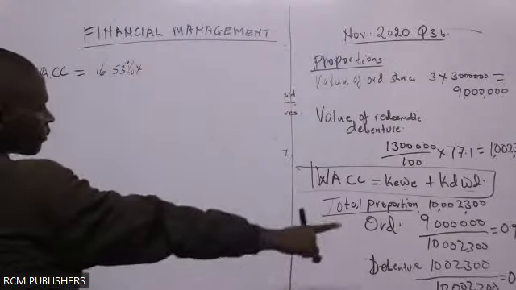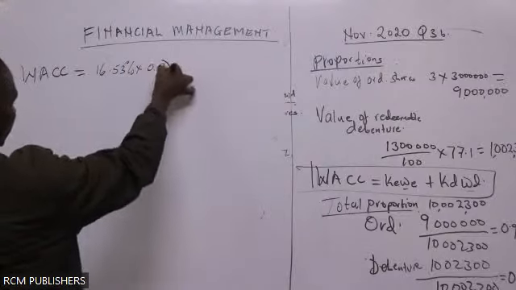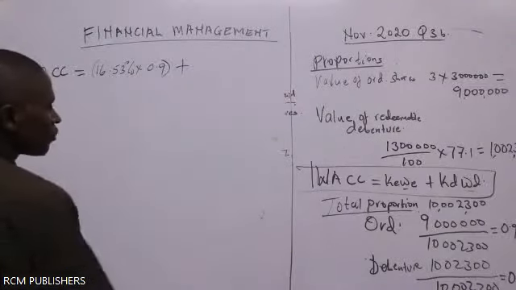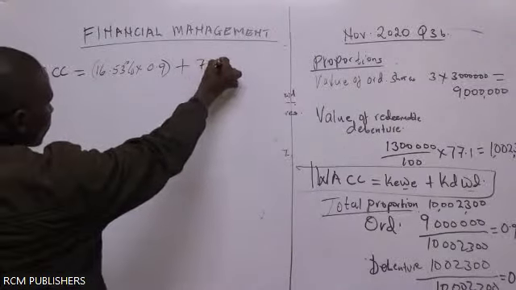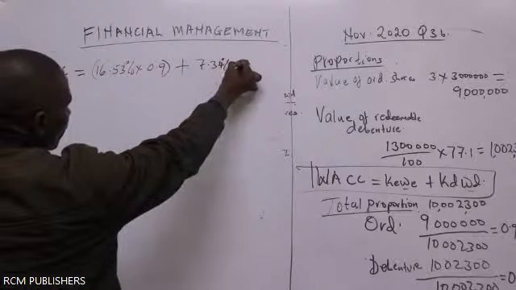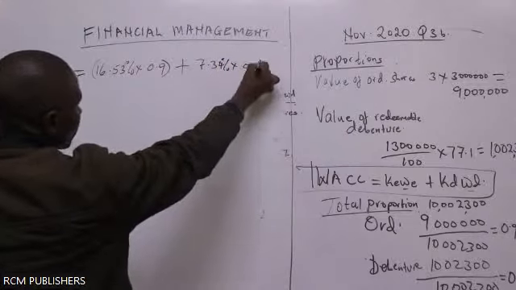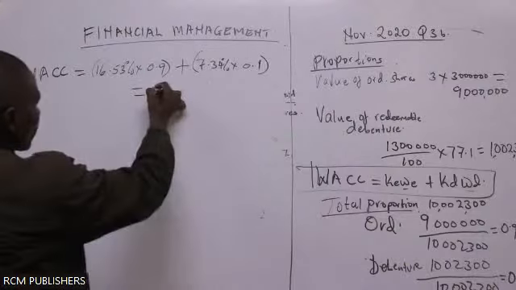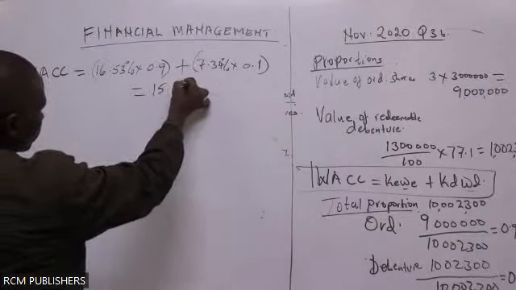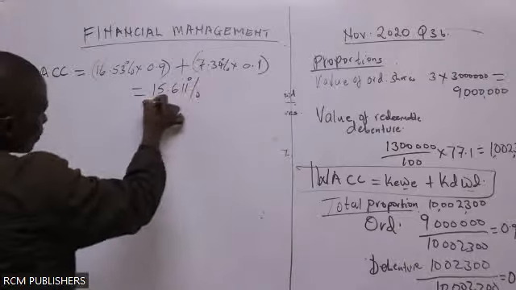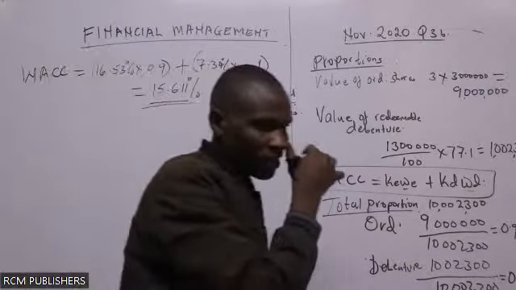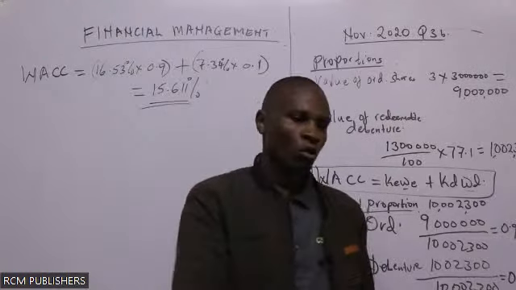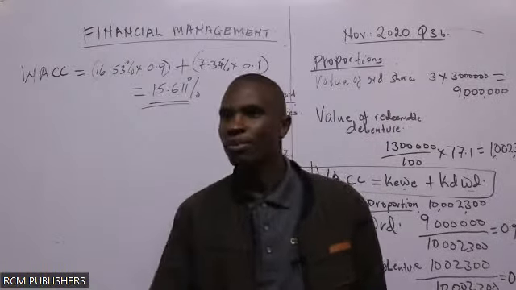I multiply by 0.9 and then I add, it was how much? 7.34%. I multiply by 0.1. Then I add the two and I am given 15.611. So I saw someone got 14. That means in your procedure above there is a small mistake somewhere. Someone got 14 point something.